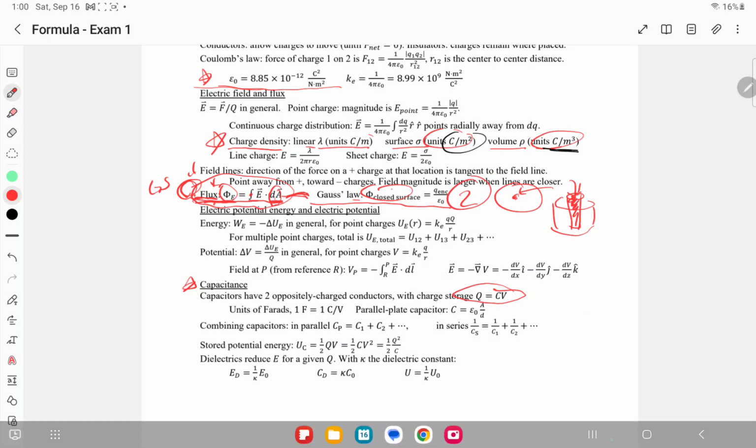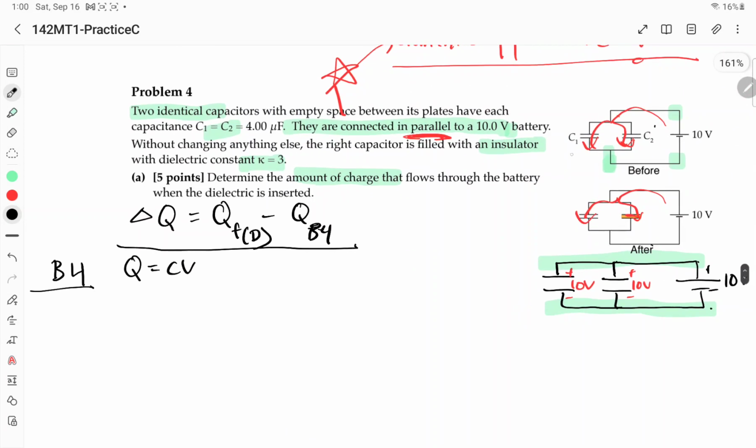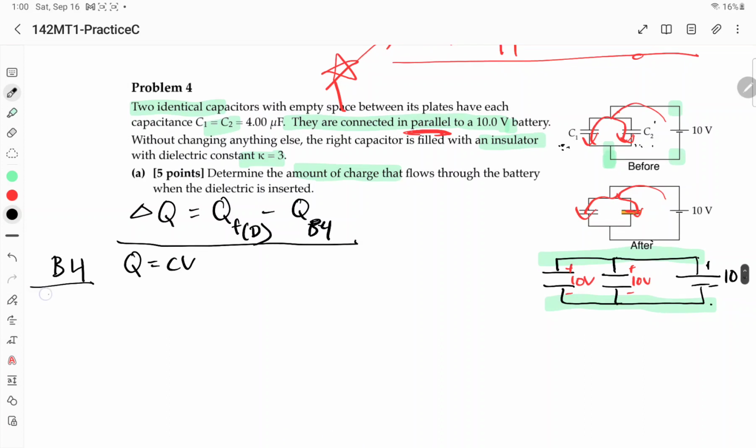Q is equal to C times V. So we have to take into consideration that they have two different charges going through here, right? So if I want the full charge going in before the insulator is inserted and after, then I have to consider both of these. So you have to say the total Q before is equal to the Q from capacitance 1 and the Q from capacitance 2. So let's figure these out right now.